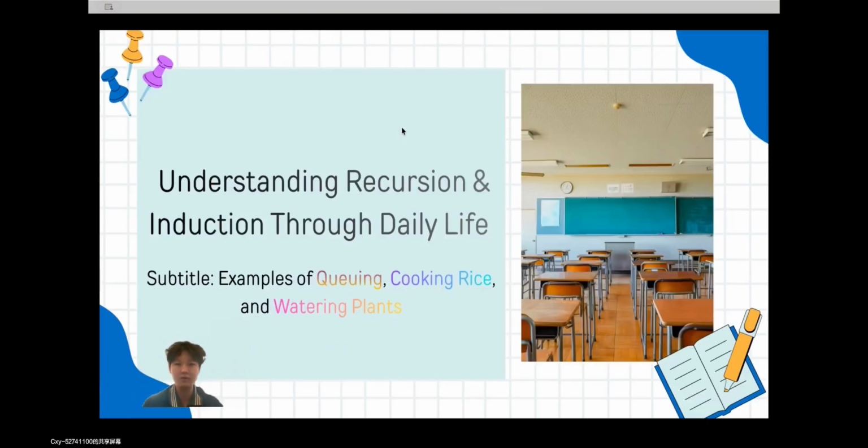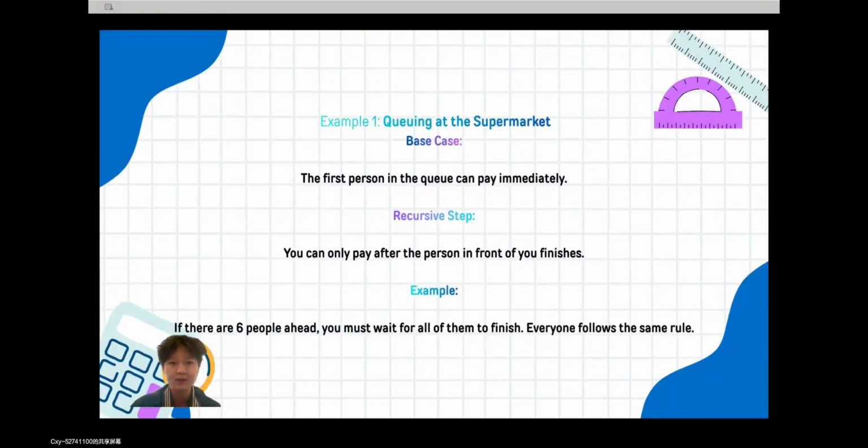Okay, thank you, Liu. Next we will learn recursion and mathematical induction through three daily examples. First example, paying at the supermarket. Recursion has two key parts, base case and recursive step. The base case is the first customer who can pay right away.